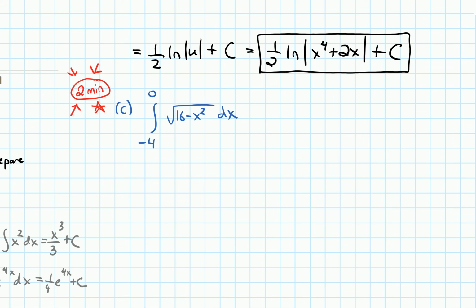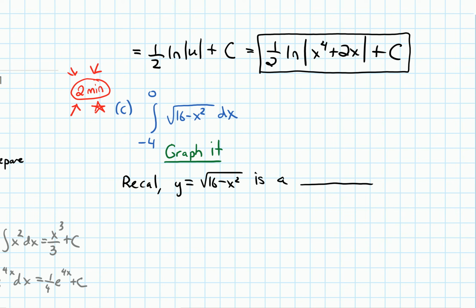But luckily for us, this is something that we know how to graph, or at least we can graph it, maybe even if we've forgotten how to graph it. So we've seen functions like this before. Let's recall what the graph looks like. If I have y equals the square root of 16 minus x squared, this graph is a something. I'd encourage you to pause the video for about 30 seconds to see if you can fill in the blank if you were stuck before.